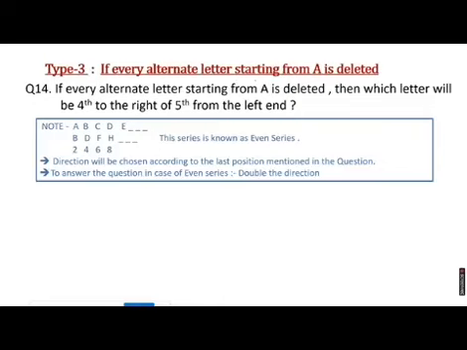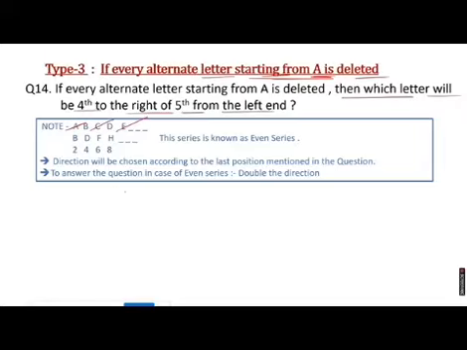If every alternate letter starting from A is deleted. If every alternate letter starting from A means the first letter that is deleted is A. So here the series is mentioned A, B, C, D, E. So in this series, A is eliminated, C is eliminated, E is eliminated. So this is the series. If every alternate letter starting from A is deleted, then which letter will be fourth to the right or fifth from the left end?